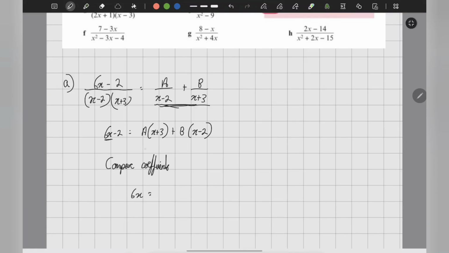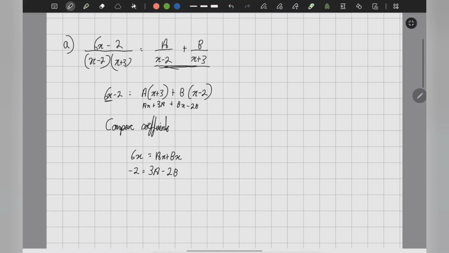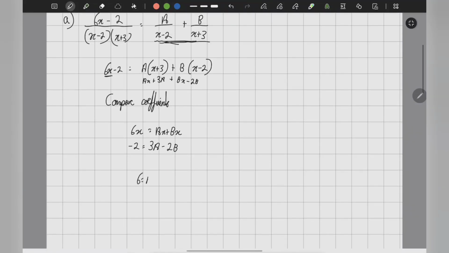If we expand this, we would get ax plus 3a plus bx minus 2b. So the only way to get 6x would be your ax plus bx, and then the only way to get your negative 2 is the 3a minus 2b. So we can just solve this. If I say 6 is equal to a plus b and minus 2 equals 3a minus 2b, we can just solve these simultaneously.